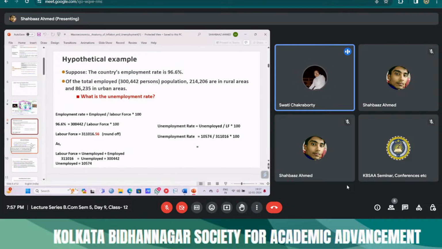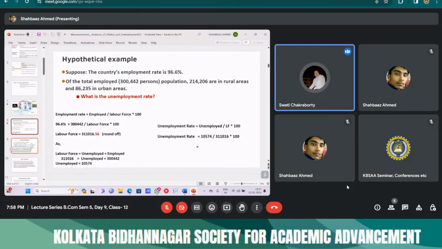So how do we find out the unemployment rate? We do not have data on the total number of unemployed. What we have is the total number of employed, right? And we also do not have the total number of labor force, with which we could have calculated the unemployment rate directly. Only the total number of employed is given. So we first find the employment rate, which is employed by labor force. The total number of employed is 3,004,442 persons, and the total labor force we don't know. Employment rate is given as 96.6%. So if we put it in the formula, we will find the labor force.